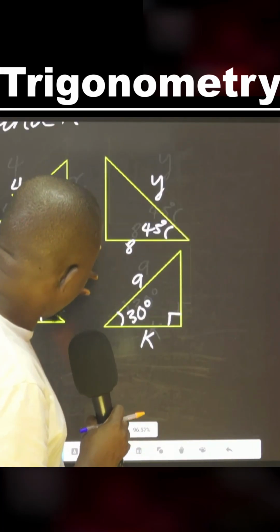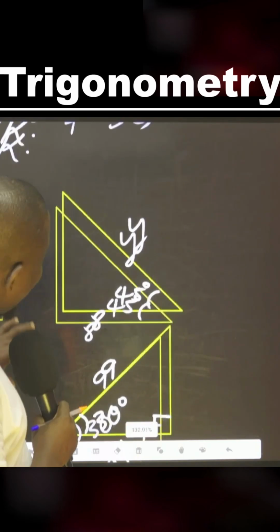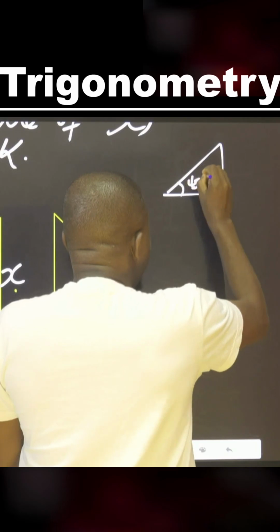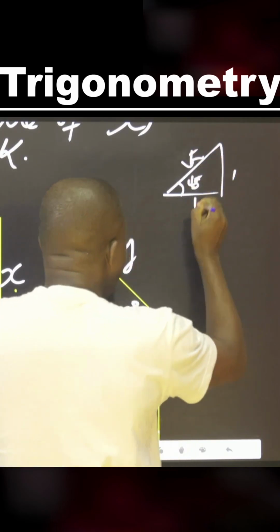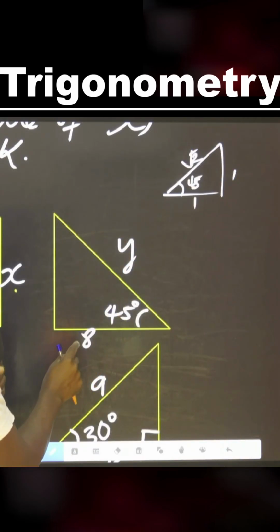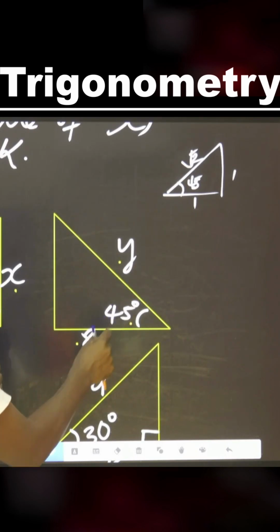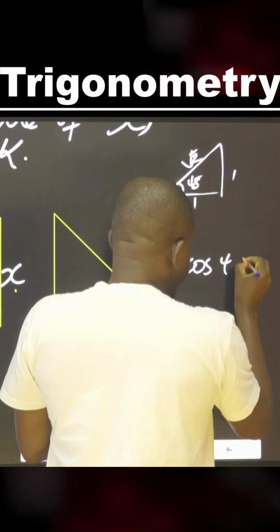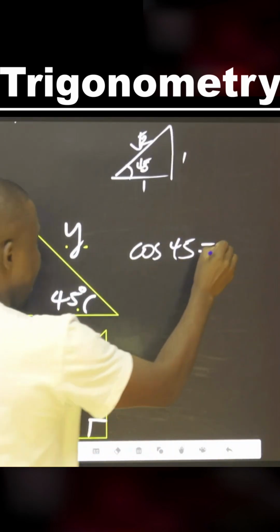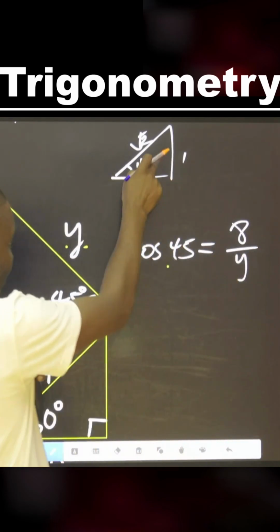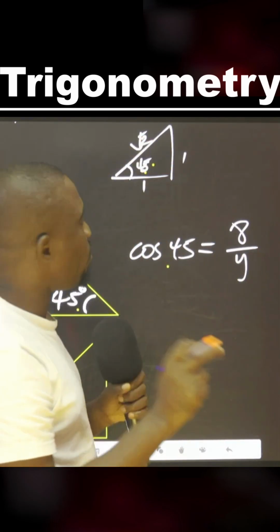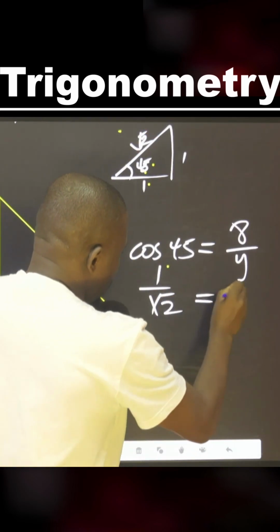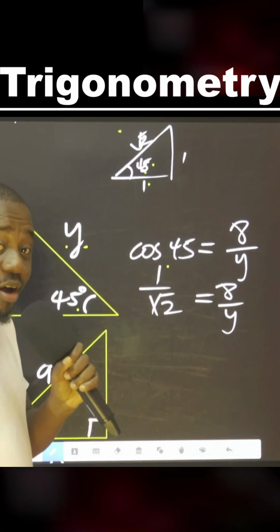Let's go for Y. Y also involves 45. Again, put that diagram. You can write it fast. This is 45. This is 1, this is square root of 2, okay? Square root of 2. This is given. We are asked to find this. This is adjacent versus hypotenuse. That is cosine. That is cos 45 is equal to 8 over Y. What is this? That is 45, a special angle. Adjacent over hypotenuse, 1 over square root of 2 equals to 8 over Y. That is all.